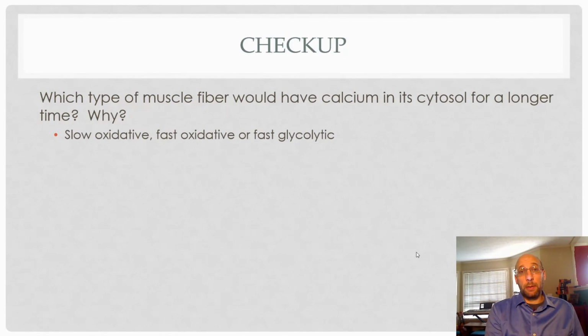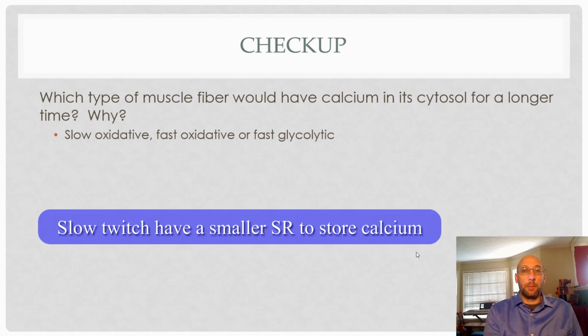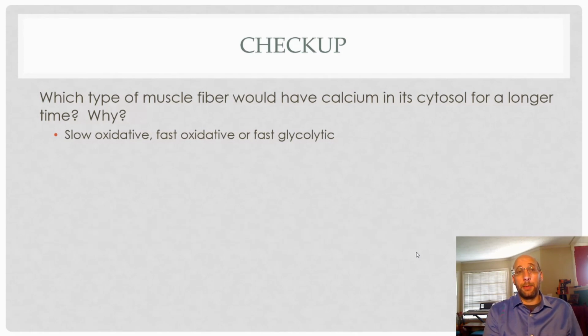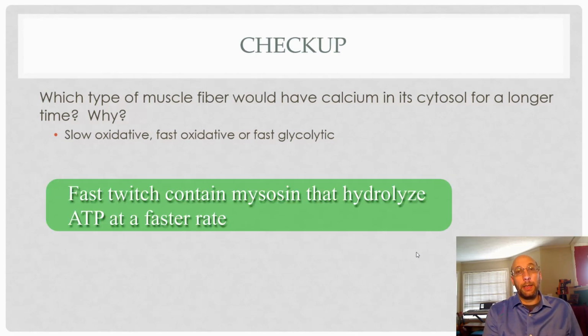So which type of muscle fiber would have calcium in its cytosol for a longer time? Slow oxidative, or fast glycolytic? Well, the answer should be slow oxidative. Slow oxidative could have calcium in its cytosol for a longer time because in order for you to have that aerobic muscle contractions, calcium would allow you to have more contractions for a longer sustained time, which means you require more ATP from cellular respiration.